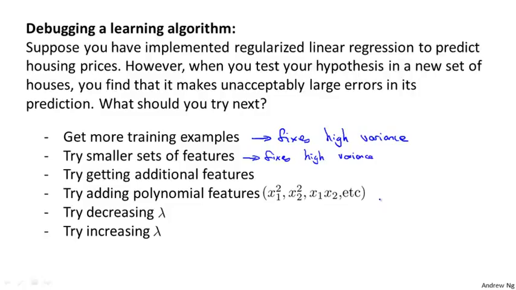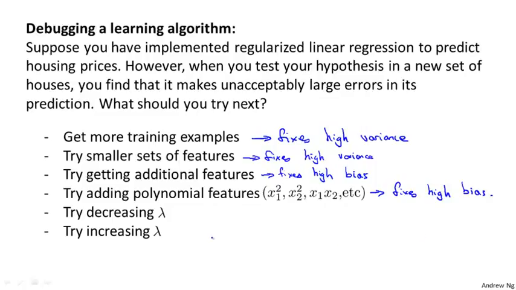How about trying to get additional features? So adding features, usually, not always, but usually we think of this as a solution for fixing high bias problems. If you're adding extra features, it's usually because your current hypothesis is too simple, and so we want to try to get additional features to make our hypothesis better able to fit the training set. And similarly, adding polynomial features is another way of adding features, and so that's another way to try to fix a high bias problem. And if your learning curves show you that you instead have a high variance problem, then again, this is maybe a less good use of your time.